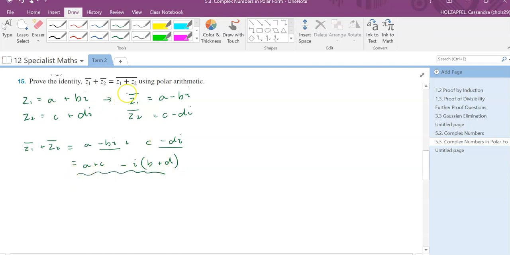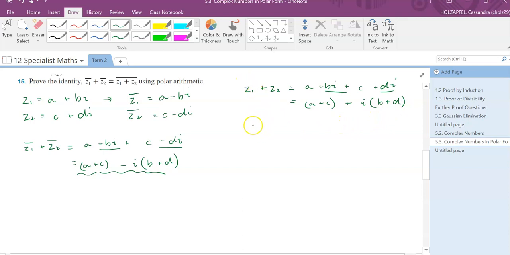So now what I want to try and do is prove that's also true using this information here. So again, I'm just going to pop little brackets around them. Okay, so let's start off by doing Z1 plus Z2. That's going to be A plus BI plus C plus DI. And again, I'm just going to collect my real bits and my imaginary bits. So I'm going to get A plus C, and that's my real bit. And then I'm going to factorize out that I, and I'm going to get B plus D.